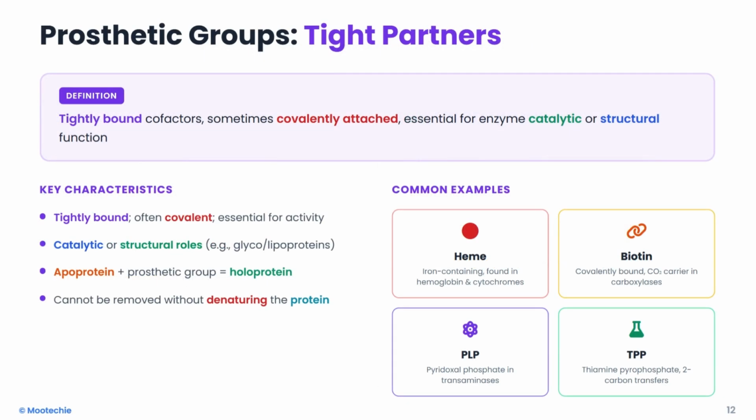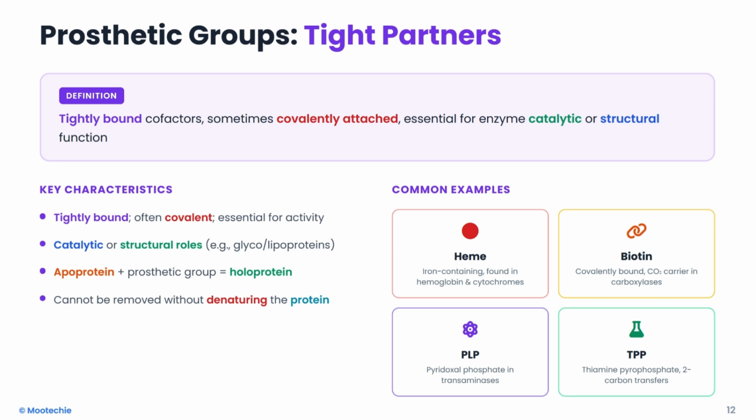Prosthetic groups, tight partners. Let's start with the definition. A prosthetic group is a tightly bound cofactor, sometimes even covalently attached, that is essential for an enzyme's catalytic or structural function. Here are the key characteristics. They are tightly bound, often covalently, and essential for activity. They play catalytic or structural roles, like in glycoproteins or lipoproteins. An apoprotein plus a prosthetic group equals a holoprotein. Importantly, they cannot be removed without denaturing or unraveling the protein itself.